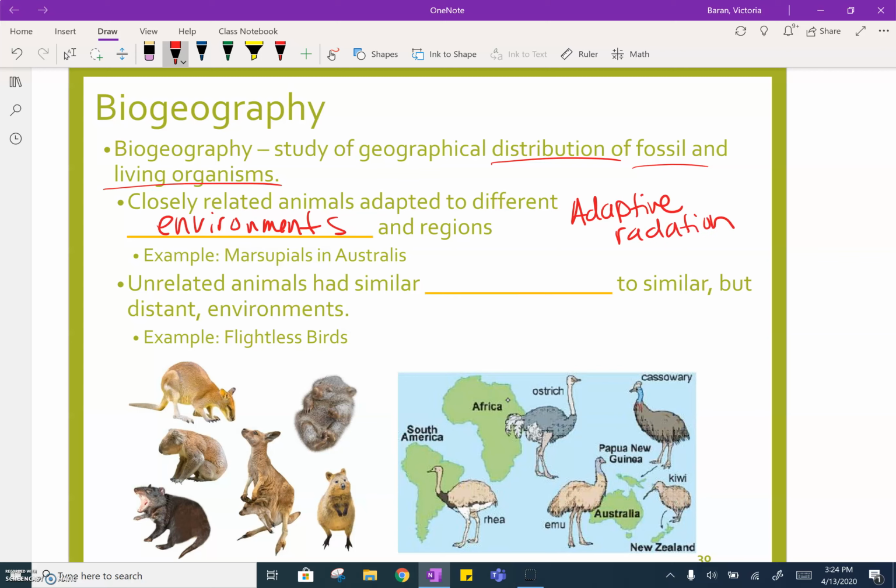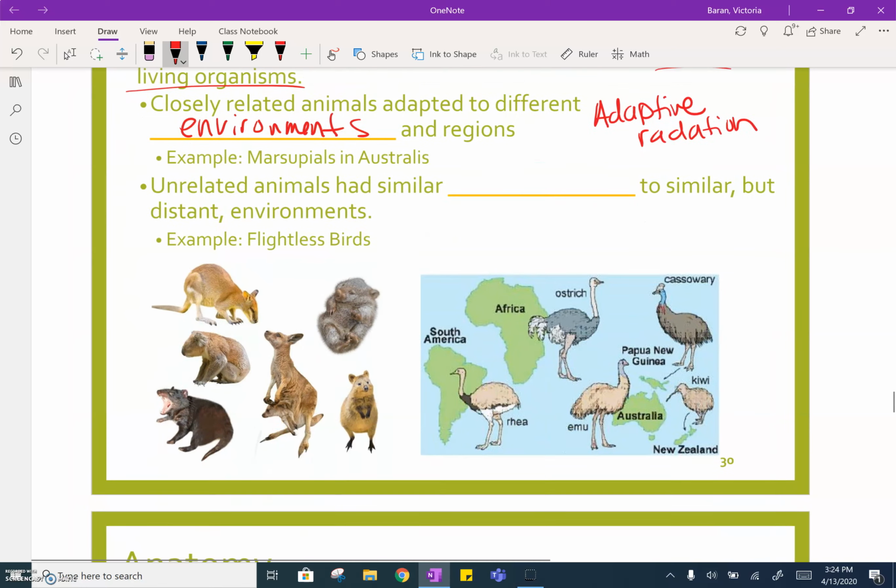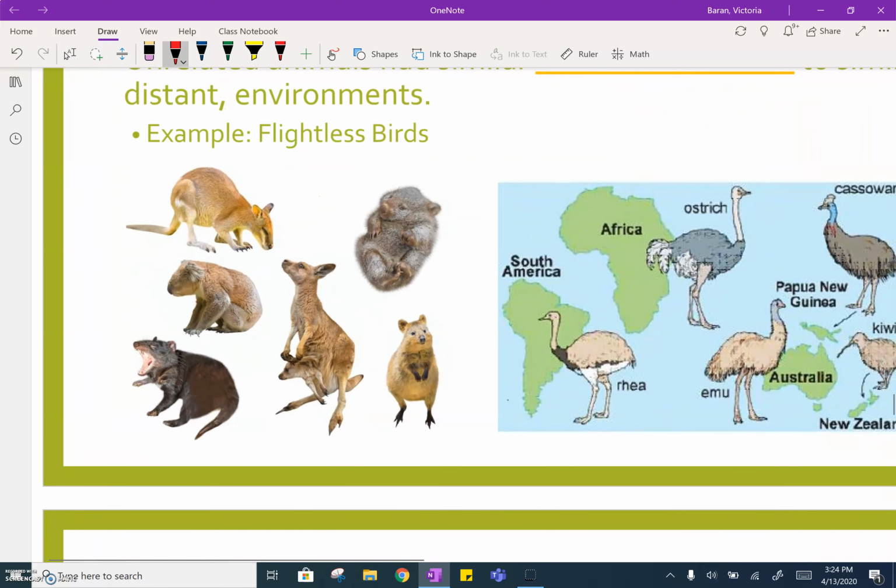So radiation meaning like radiate throughout an environment. So marsupials are a good example. I also have another one as well. So for instance, in Australia, there are a lot of marsupials, meaning these are mammals that care for their young by raising them in a pouch. All of these animals that you see pictured are found in Australia and do that.